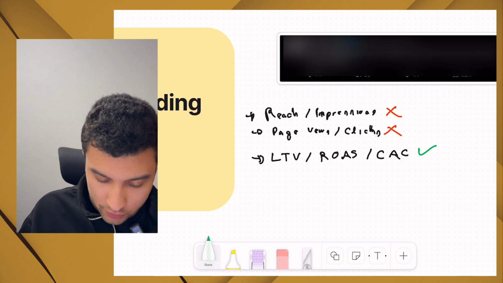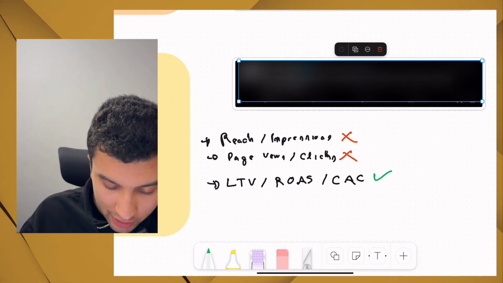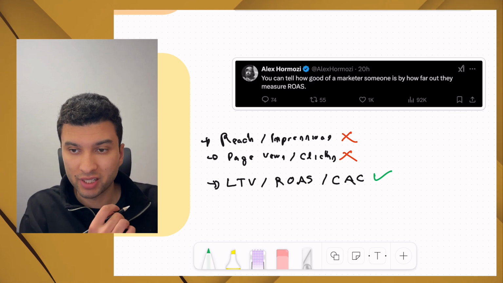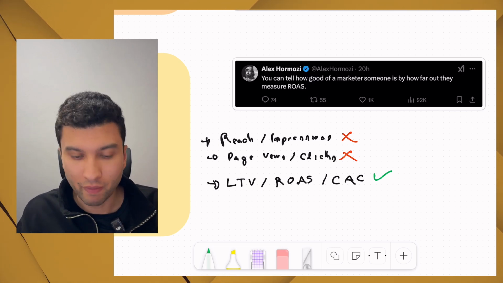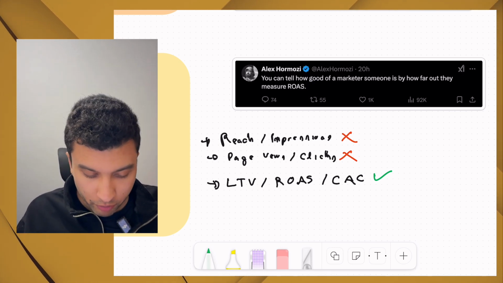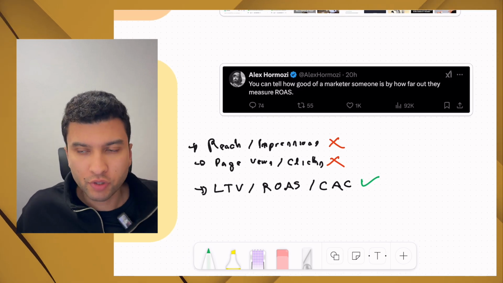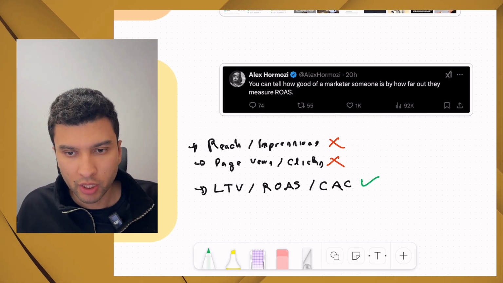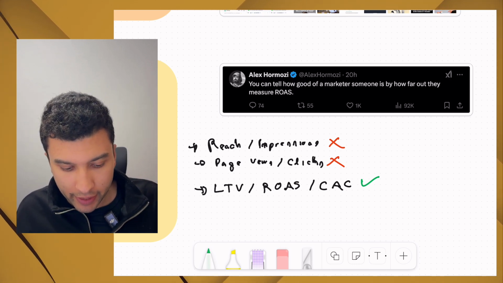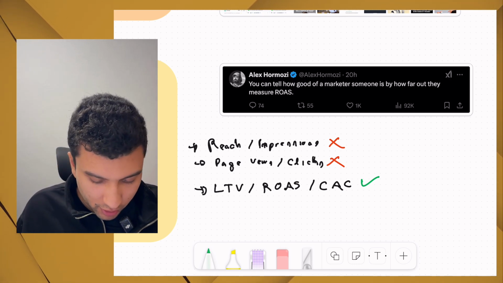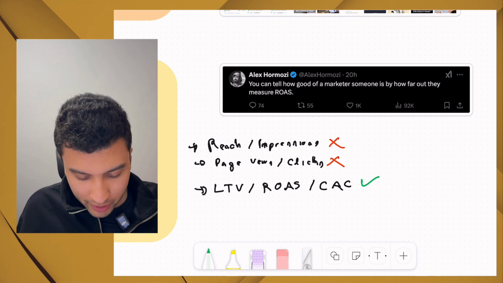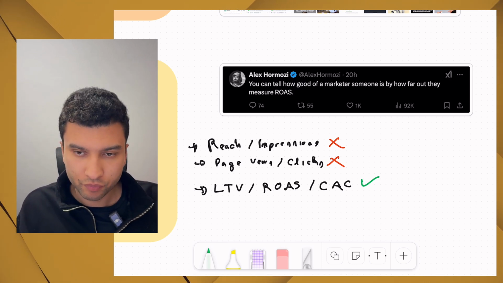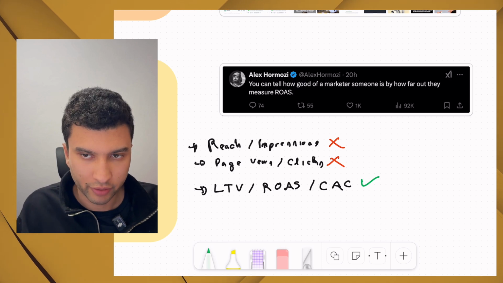Now, I'll actually just show you here a quote, which I really liked from Alex Hormozi, which is, you can tell how good of a marketer someone is by how far out they measure ROAS. And this is also a really good point, because a lot of times when you're running campaigns, you're typically going to have a relatively shorter period of time to measure ROAS. By default, Facebook has 7-day click attribution or 28 days. So depending on what you're running, you might only see a very small fraction of the data on your ads reporting.